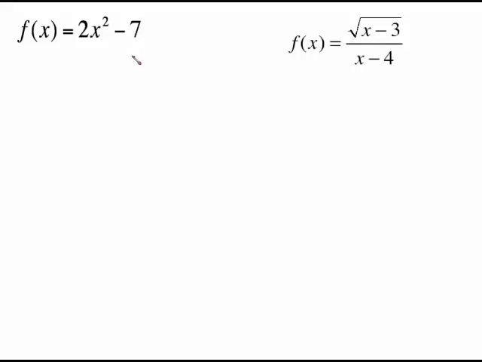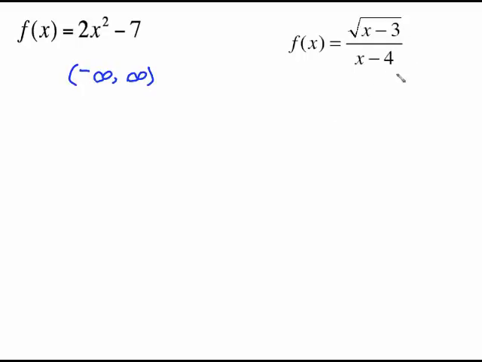How about 2x squared minus 7? Is there any value that we need to exclude? Well, think about our two cases. Is this a fraction? Nope. Is this a square root? Nope. Which means any number can go in for x, so that our domain is from -infinity to infinity because it is all real numbers.